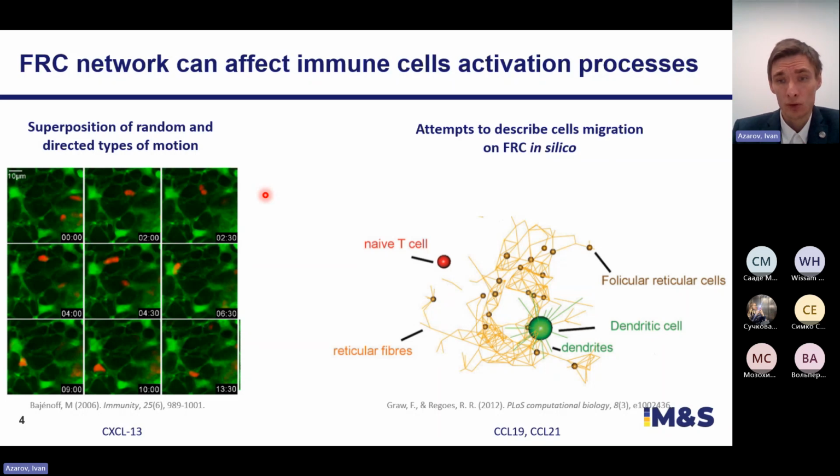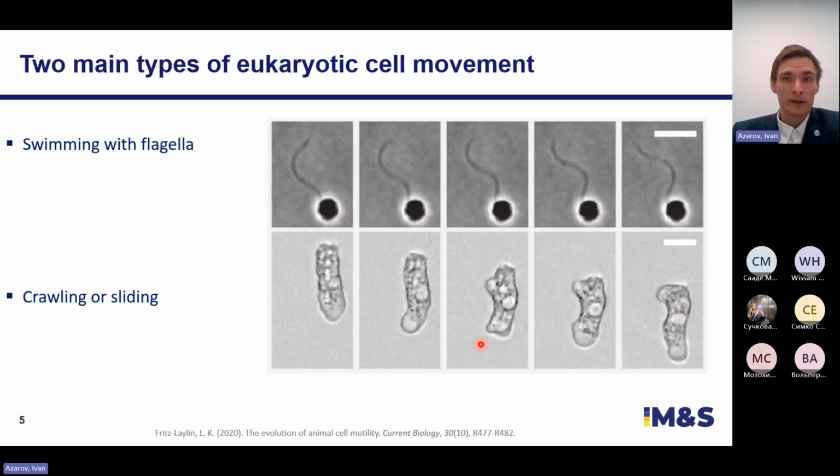There were also very interesting computational works about T cell motility using the fibroblast reticular network. This work was very useful to reveal the possible physiological role of the network on T cell motility and also the density of this network. Well, this slide is closer to the main theme of my presentation today.